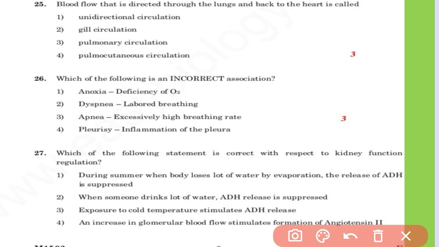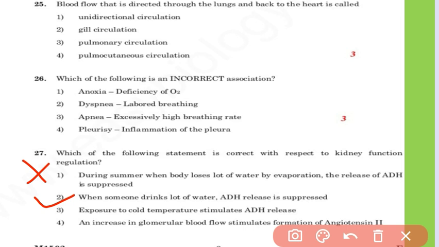Then the next question, which of the following statements is correct with respect to kidney function regulation? Read one by one. During summer, when the body loses a lot of water by evaporation, the release of ADH is suppressed. Yes, it is correct. Sorry, not. During summer, when the body loses a lot of water by evaporation, the release of ADH is stimulated. So it is an incorrect option. When someone drinks a lot of water, ADH release is suppressed. Yes, it is true. But also read the other options.